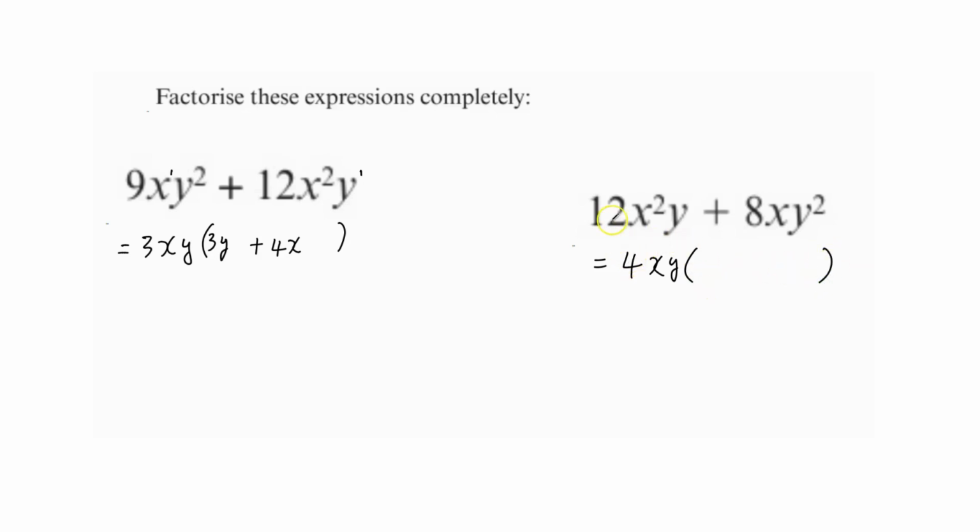4 times 3 would give us 12. And we have x squared here, so we need x times x here to give us the x squared. And then we have y, so that's fine. Plus 4 times 2 here would give us 8. We have an x here, so we don't need another x on it. Y times y would be y squared, so we need a y here. So that's the factorized expression.